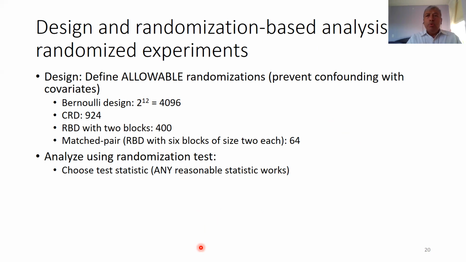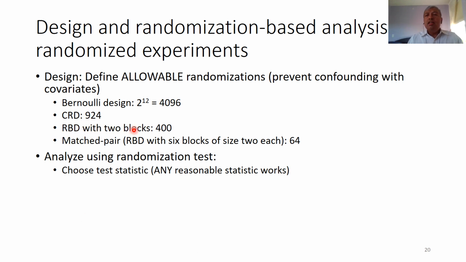So basically, when we think of a design, we are thinking about the allowable randomizations to prevent confounding from covariates. Even before the completely randomized design, we could have used a Bernoulli design. For each of these 12 schools, we could have tossed a coin independently and decided whether that school would be assigned to treatment or control. In that case, we would have 2 to the power 12, a larger number of possibilities. But that wouldn't be a very good design, because it might lead to a situation where all schools are assigned to the treatment or all to the control, although that will happen with a very small probability.